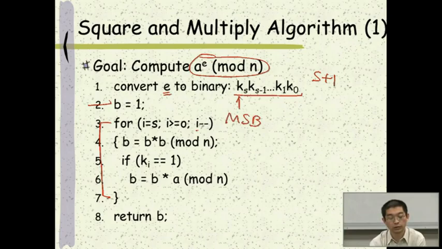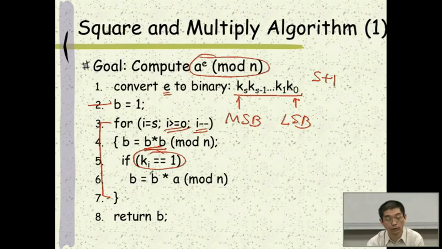And then it's going to go down all the way to the last bit, the rightmost bit, which people call the least significant bit. Okay? So what we do for each bit is, during the loop, we do a square of b, and then we check if this bit k sub i is 1. If it is 1, we're going to do one more multiplication. If the bit is 0, we're not going to do it. And then we do the loop for this many times. At the end, we're going to return b as the result.